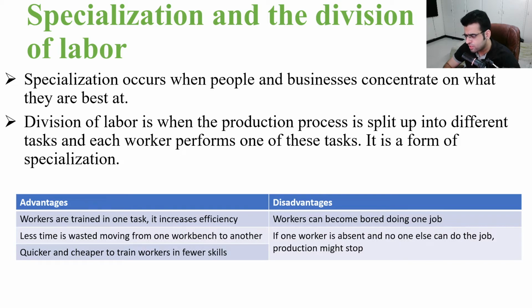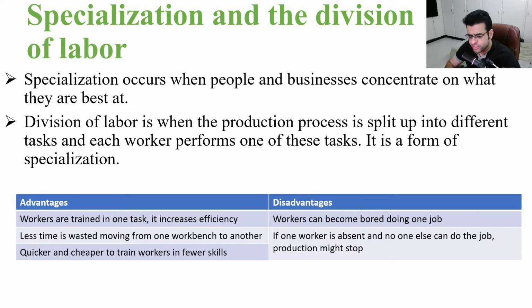So, if one worker, for example, just does one task, let's suppose a carpenter splits up the production process in such a way that one worker is only polishing the tables. So if one worker keeps on polishing the tables again and again, he will not have to move from one place to another, no time will be wasted, and he will be expert at that task.